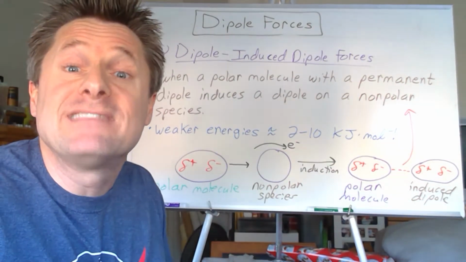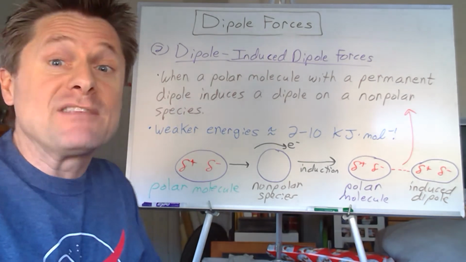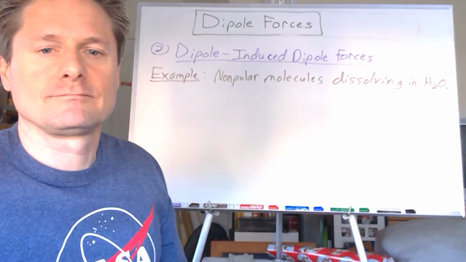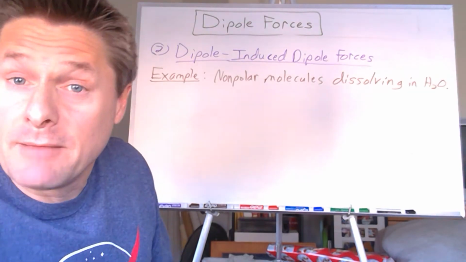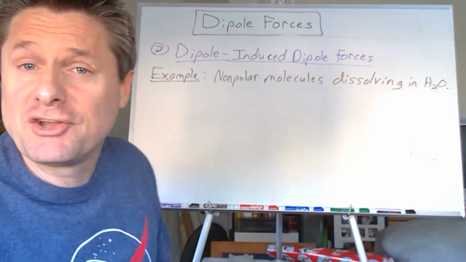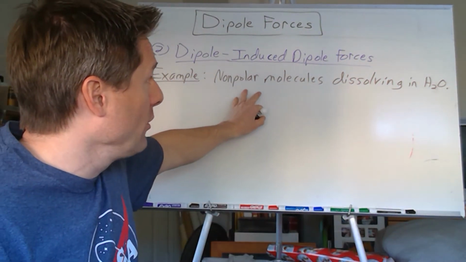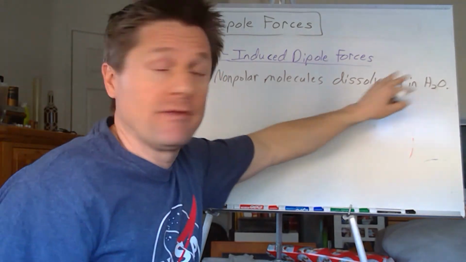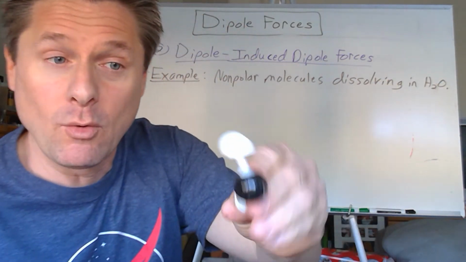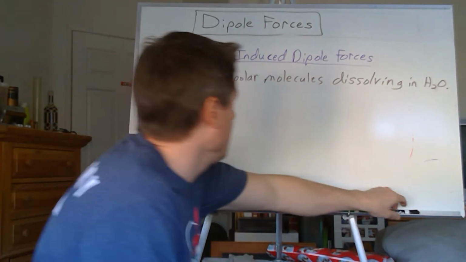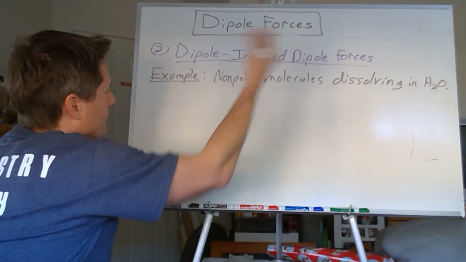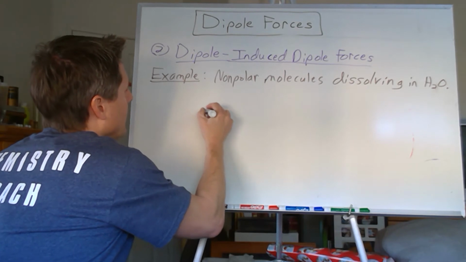Let's look at something specific. I'm out of room. I've got to erase my board. All right, let's look at an example that may have some application to your everyday life, right? So nonpolar molecules dissolving in water. Water, of course, is polar, right? We talked about that. It's bent. So if we draw that water up here, let's see, we've got water like this.